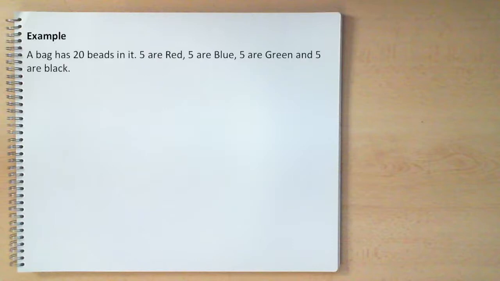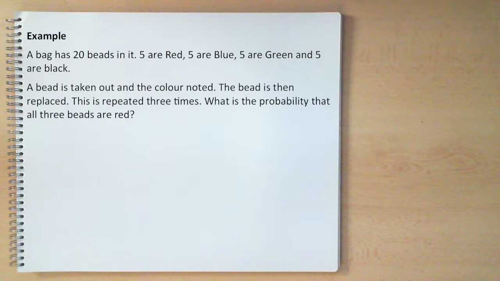Here's a very simple one. A bag has 20 beads in it. 5 are red, 5 are blue, 5 are green and 5 are black. One bead is taken out and the colour is noted. The bead is then replaced. This is repeated 3 times. What is the probability that all 3 beads that were taken out are red?